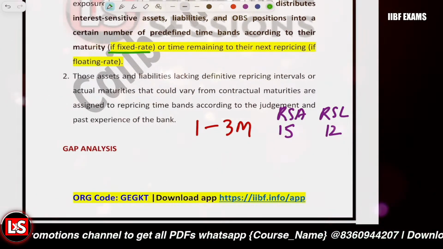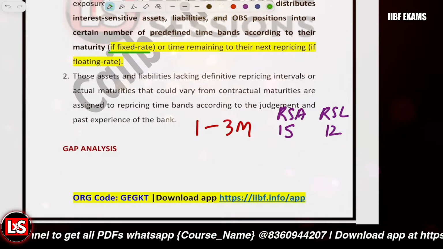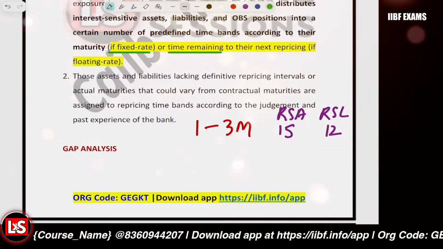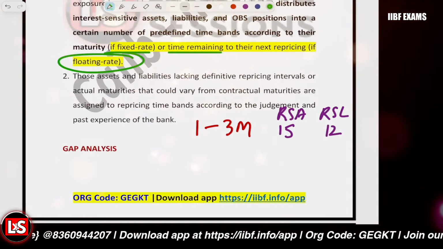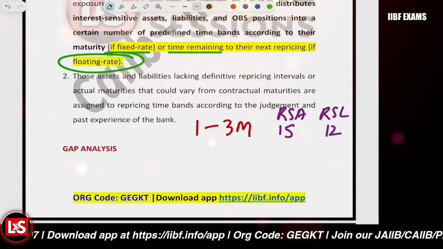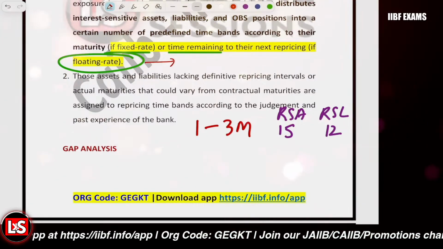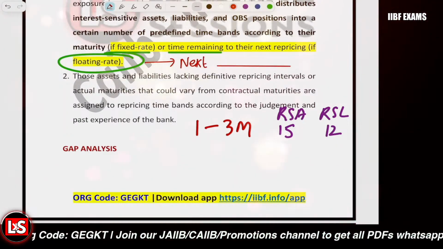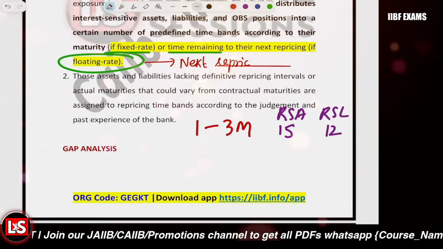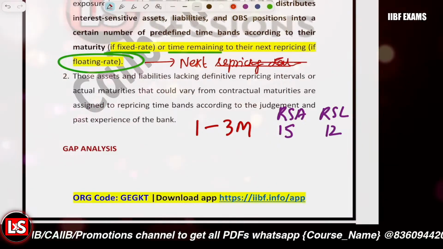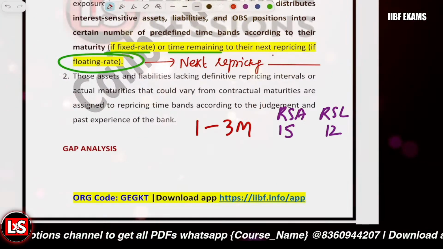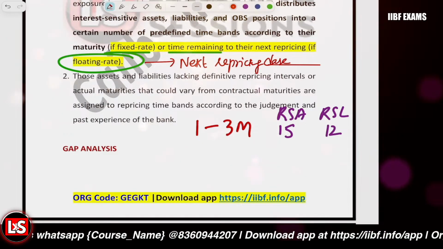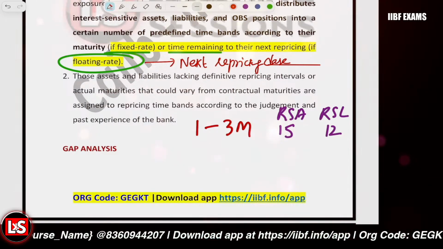If the instrument is a fixed rate instrument, the remaining maturity is to be considered. And for a floating rate instrument, the next repricing date is to be considered. Right? Clear with it?